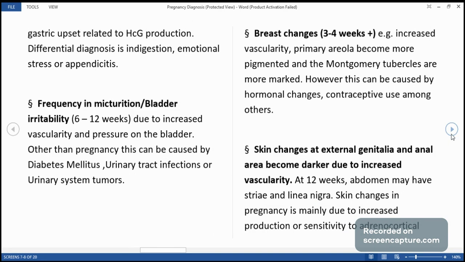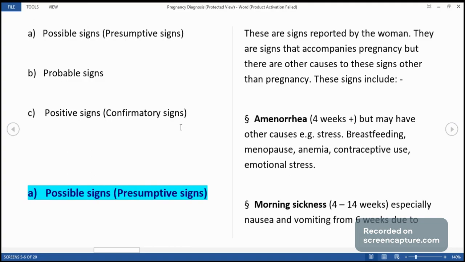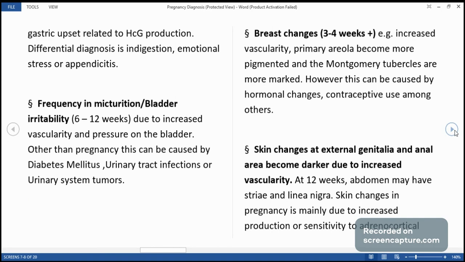human chorionic gonadotropin production. So that is that. So what I'm trying to say, we'll have morning sickness, nausea and vomiting comes in from 6 weeks due to gastric upset related to the human chorionic gonadotropin. Because during pregnancy, the hCG levels are always elevated and they are in the system. So within the systemic circulation, they get to disrupt some normal physiology. So you get the gastric upset, and with that, there will be a probable sense of nausea and vomiting.